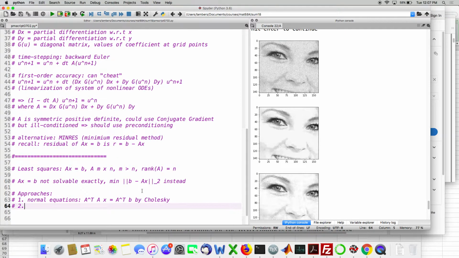The other, which is more numerically stable, is QR factorization. So you have A equals QR, and you solve Rx is equal to Q transpose b, where Q is the columns of A orthonormalized, and then R is n by n, and upper triangular. So you can solve this by back substitution. Both algorithms are order n cubed operations.